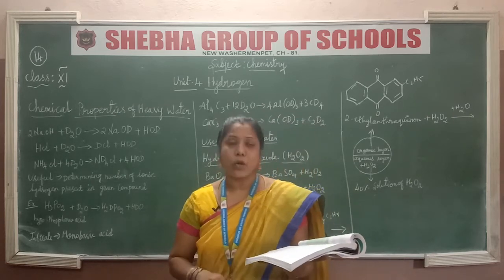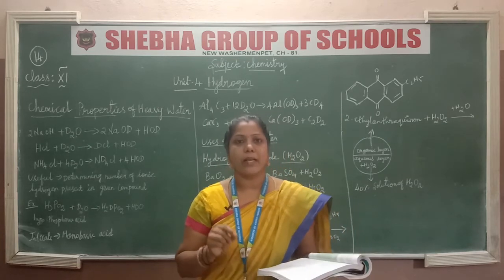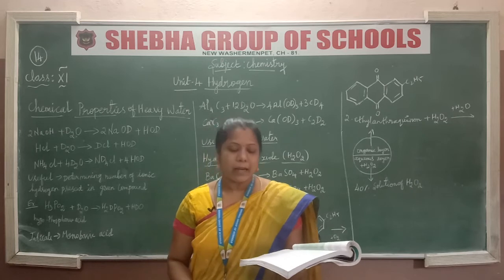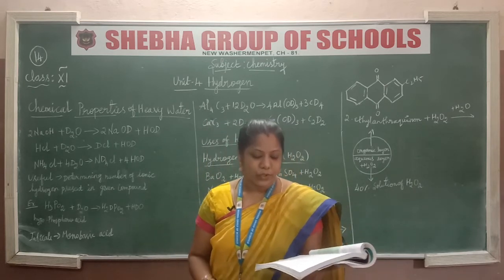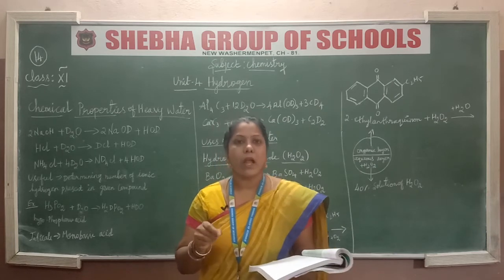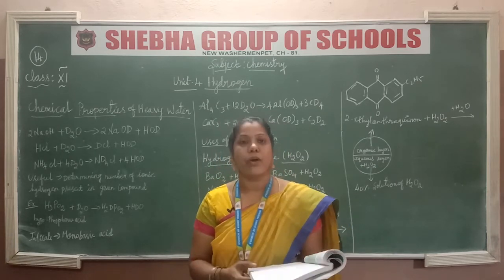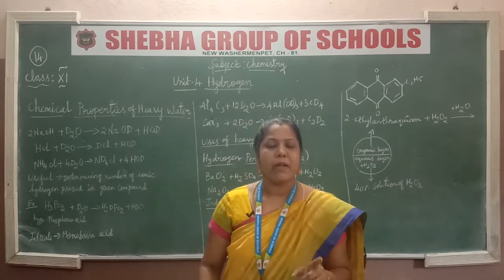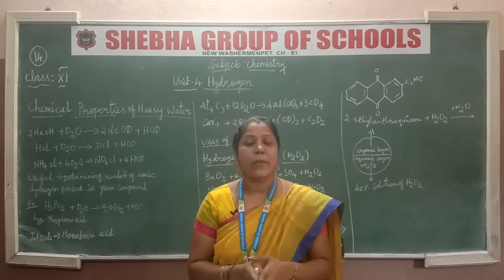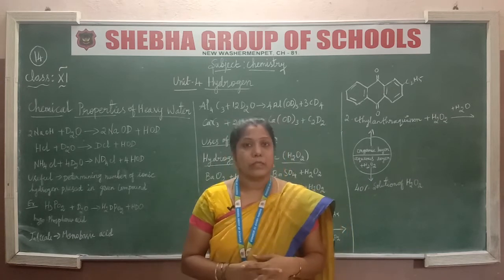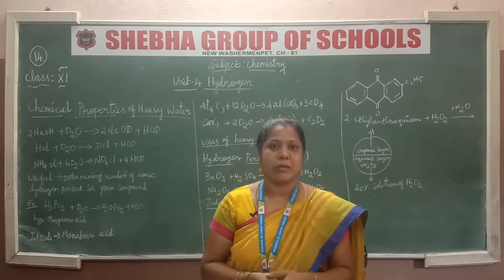So hydrogen peroxide, indicating that STP means standard temperature and pressure, 100 ml of oxygen is liberated by 1 ml of solution on heating. So when you take 1 ml of solution and heat it, 100 ml of oxygen is liberated. So these are the physical properties of hydrogen peroxide.